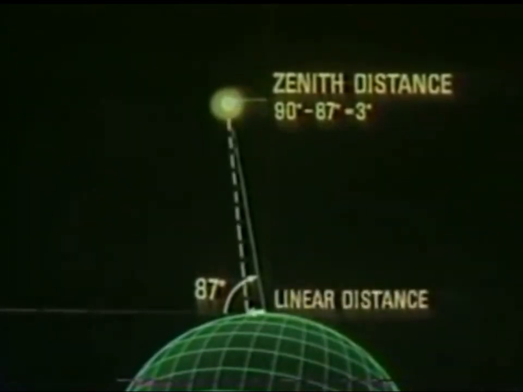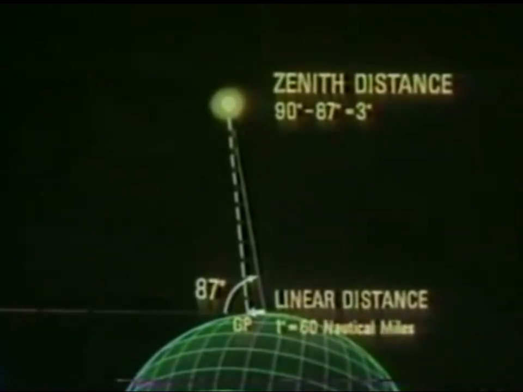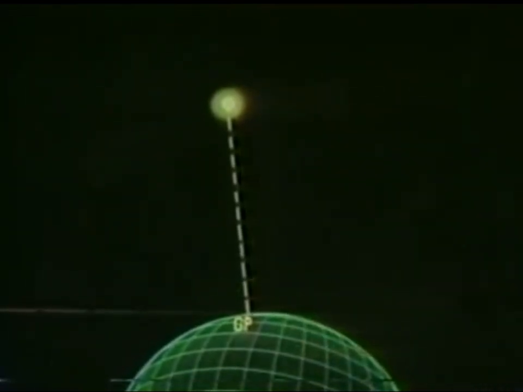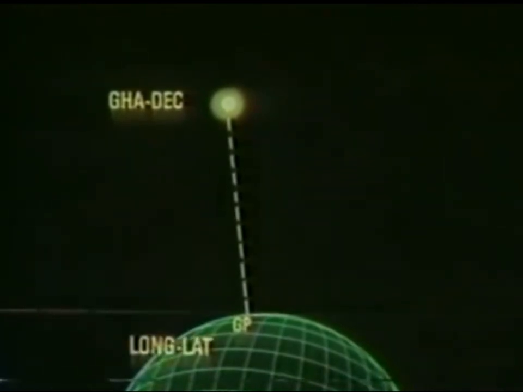This can be translated into linear distance on Earth, the distance in nautical miles from the body's geographic position to your position. 1 degree equals 60 nautical miles, so 3 degrees equals 180 nautical miles. To locate your line of position, you must first determine the coordinates of the GP. The GHA and declination of the celestial body can be found in the Air Almanac. They can be translated into latitude and longitude of the GP on Earth.